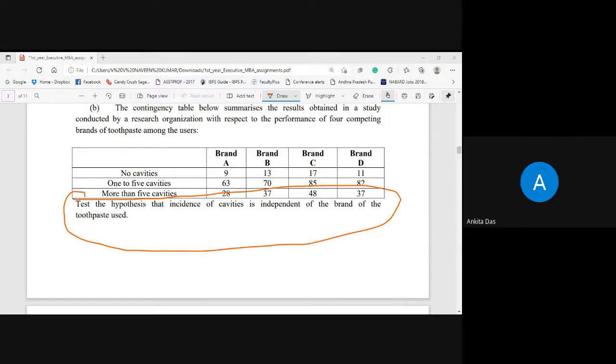Now 300 into 130 by 500, just a minute. Okay, next E of 82: 300 into 130 by 500. What is it? 78.